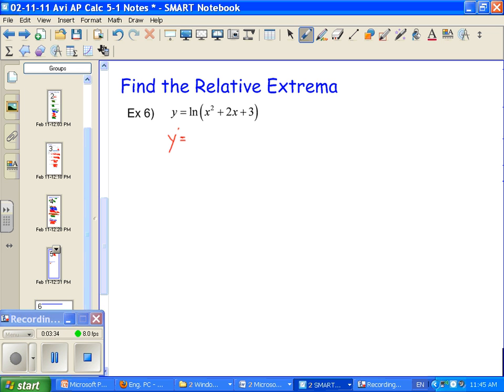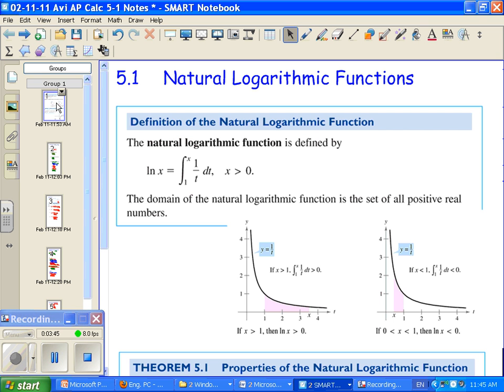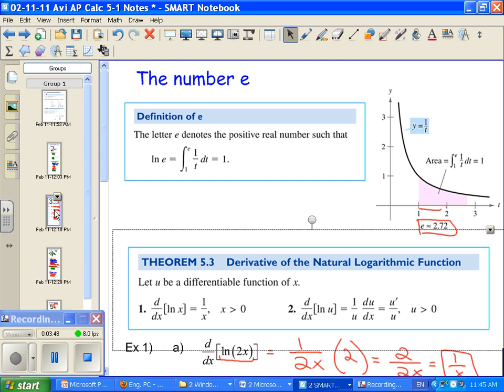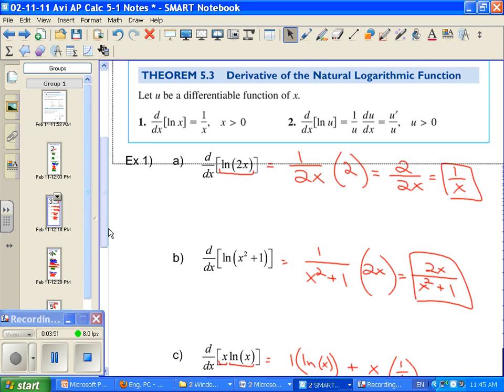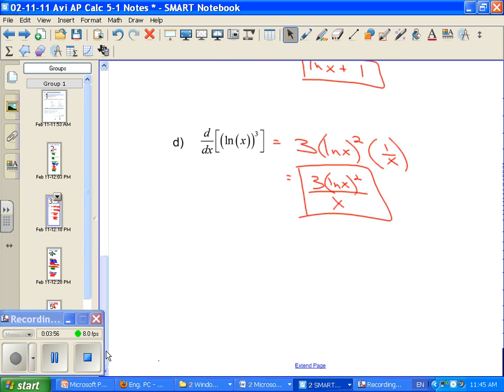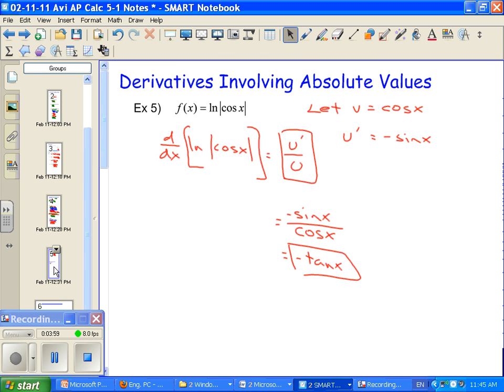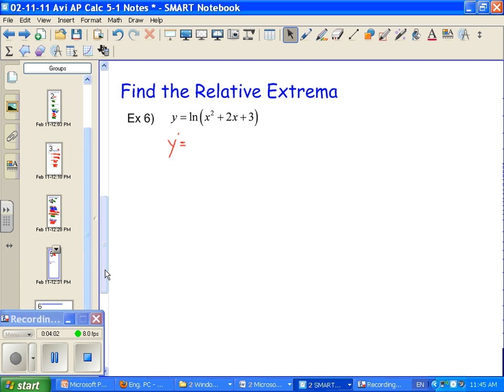we take the derivative of the natural log. Do you remember how to do that? 1 over that. Okay, so when I take the derivative of a natural log, it's going to be 1 over whatever that was. So how can it be 0? Well, you kind of have a problem with that one.